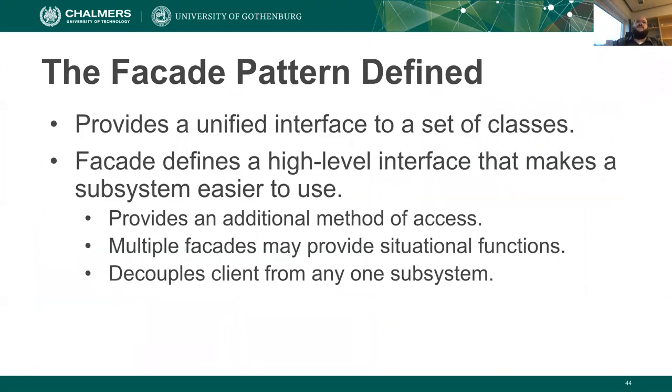All right, so the facade pattern provides a unified interface to a set of classes in a subsystem. The facade defines a higher level interface that makes the subsystem, the collected set of underlying classes, easier to use. There's no encapsulation going on here. There's no hiding of information. Instead, we're just offering one more method of access. This is a nice property of the facade pattern. We provide a simplified interface while still exposing the full functionality of the system to those who want it.